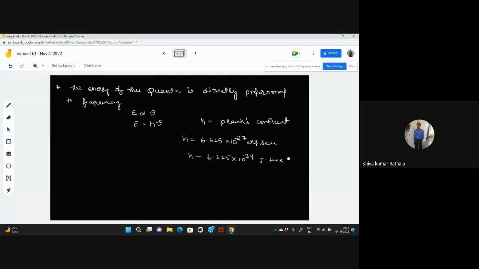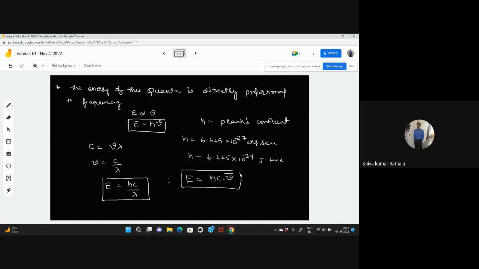These are the two points. One more relation we know is c equals nu lambda. Combining these, nu can be written as c by lambda, so E equals hc by lambda. One more formula we know is E equals hc nu bar, since nu bar equals 1 by lambda. These are the formulas on which we can solve questions.